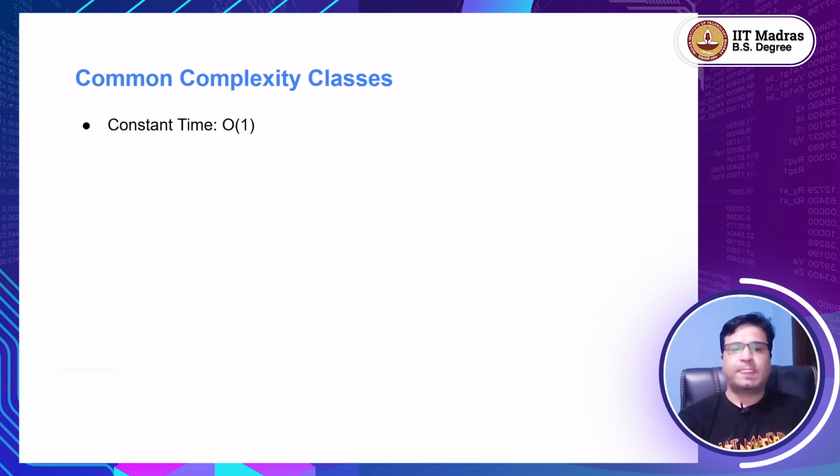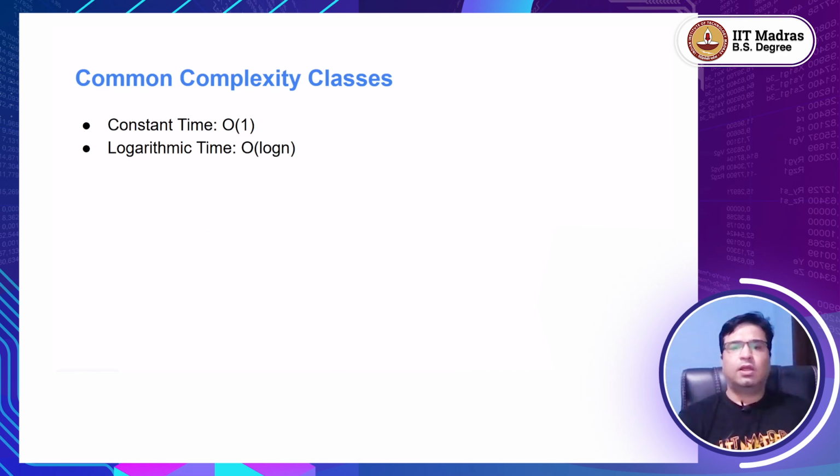For example, if you are accessing an element in an array by its index, it will take the same time whether the array has 10 elements or 10 million elements. Another example is a push or pop operation on a stack. That also takes constant time, order of 1.